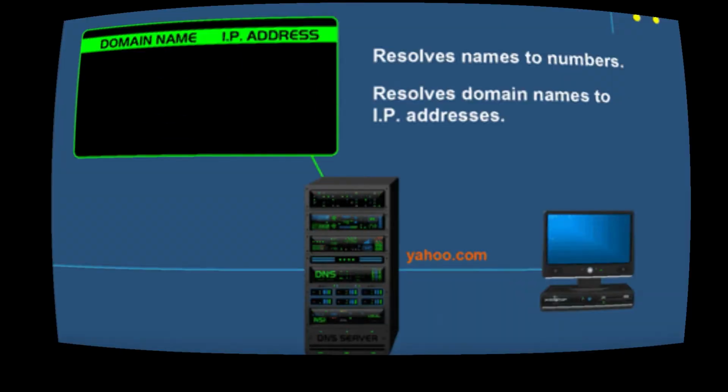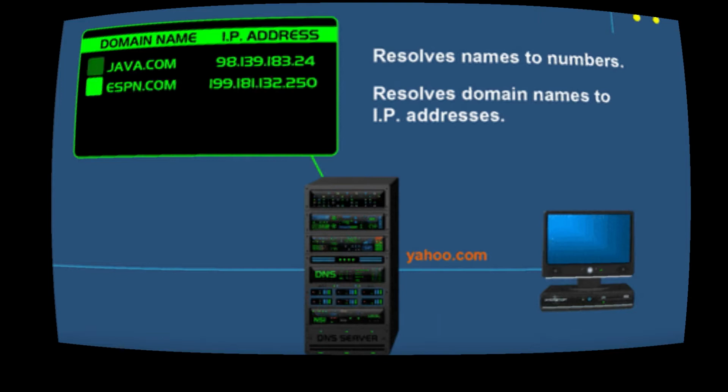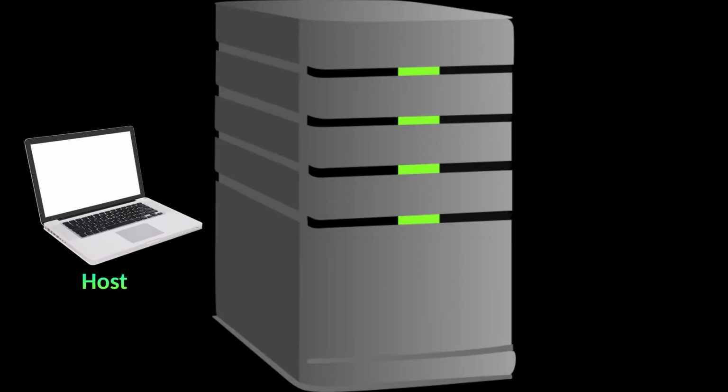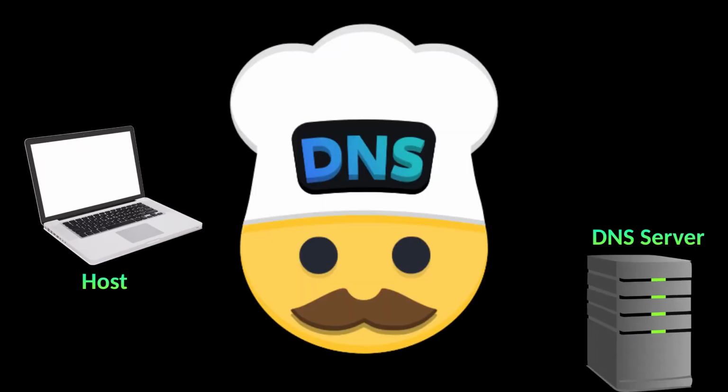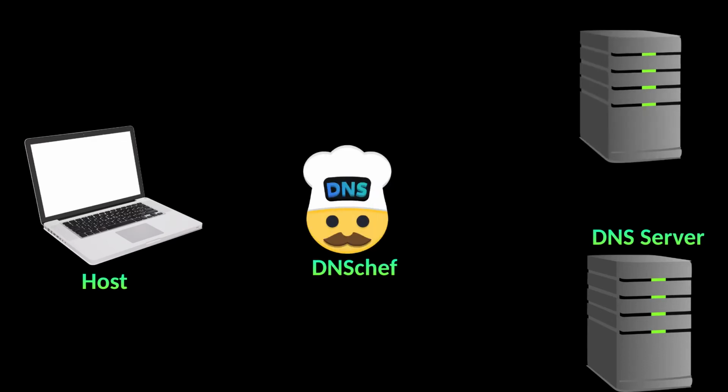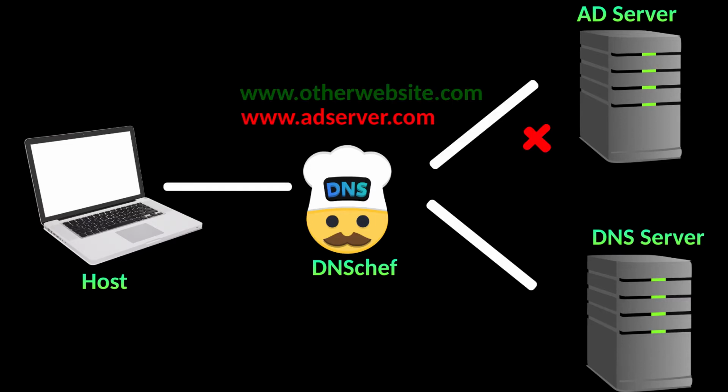For blocking an ad, we have to block DNS query related to ad server. Consider the scenario: we have our host, a DNS server, and a DNS poisoning tool running on our system. Whenever there is query related to ad server domain, it will be blocked by our DNS poisoning tool. As a result, there is no ad.